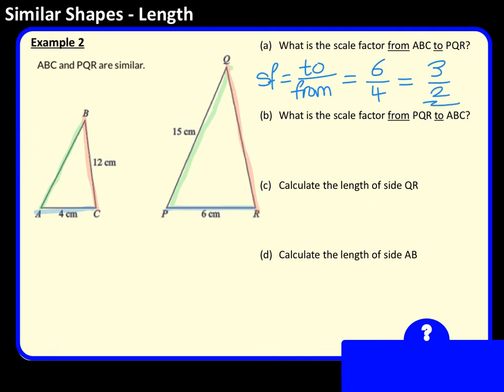Okay, question B asks for the scale factor from PQR to ABC. So it's just the inverse scale factor, which we know is the reciprocal, 2 over 3.